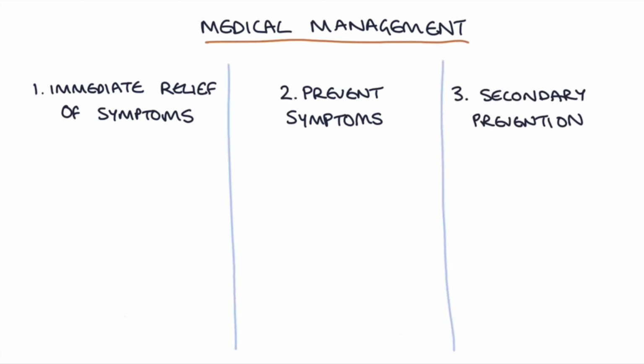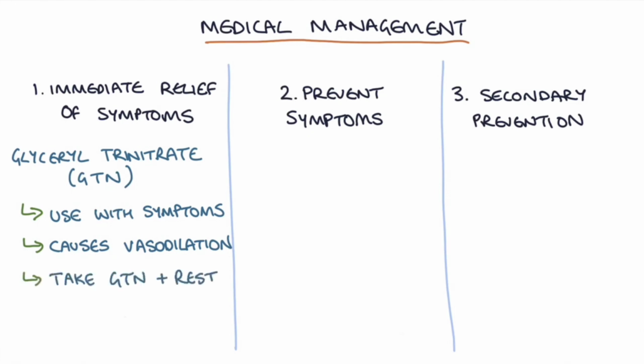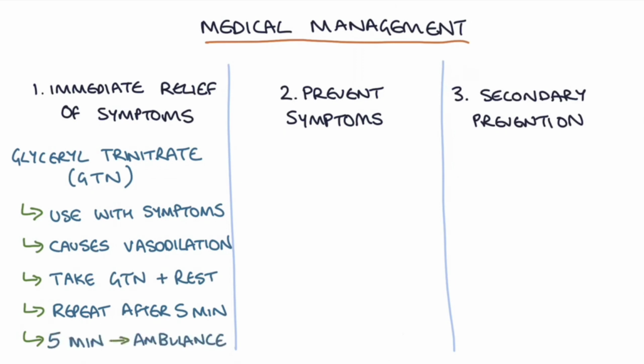So immediate symptomatic relief is achieved using glyceryl trinitrate or GTN. And we use a GTN spray that they can use as soon as the symptoms come on. What it does is it causes vasodilation and opens up those coronary arteries to allow more blood flow to come through. What you would tell the patient is to take their GTN, have some rest, and then if the symptoms still persist after 5 minutes, repeat the GTN dose. Then if they're still in pain 5 minutes after the repeat dose, call an ambulance.